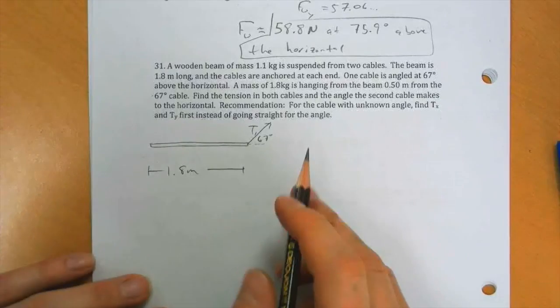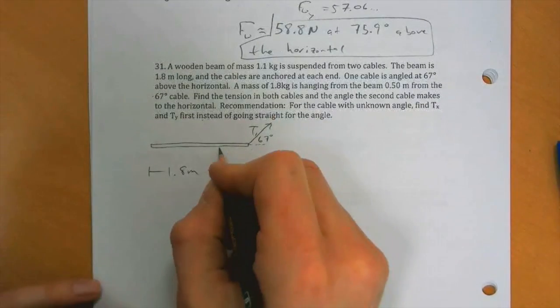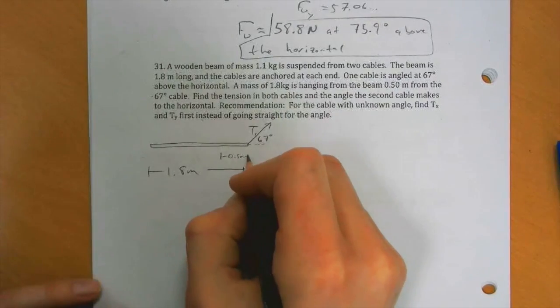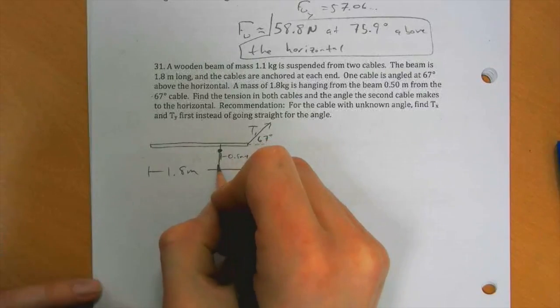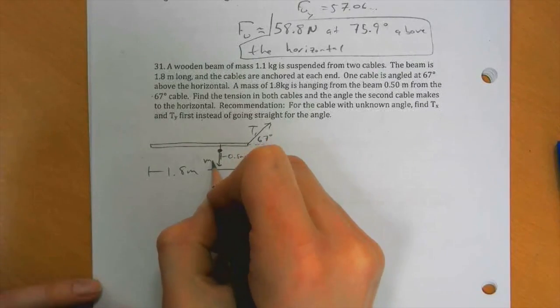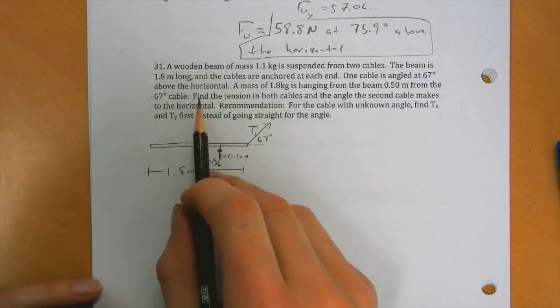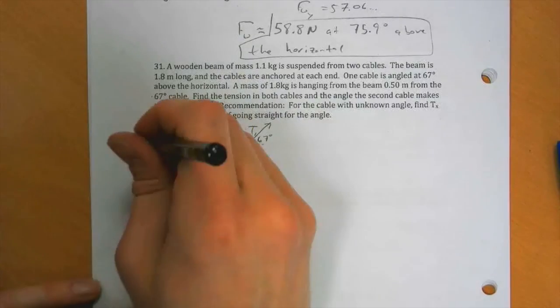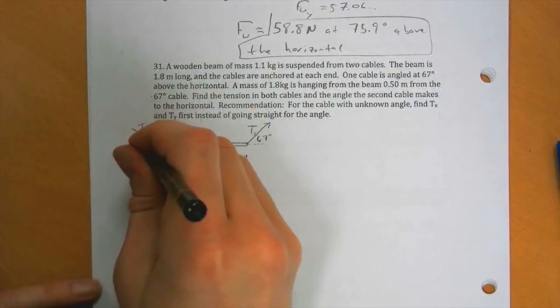A mass of 1.8 kilograms is hanging from the beam 0.5 meters away from that. So 0.5 meters away, we've got a mass. And then we want to find the tension in both cables. So here we have cable 2 at some unknown angle.